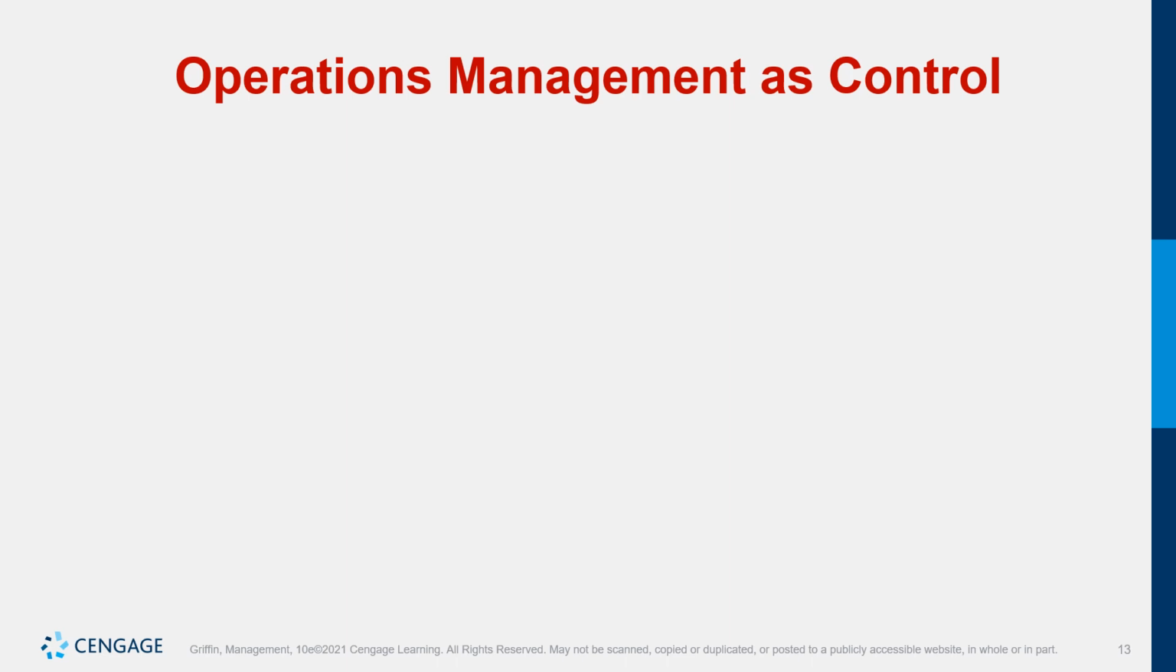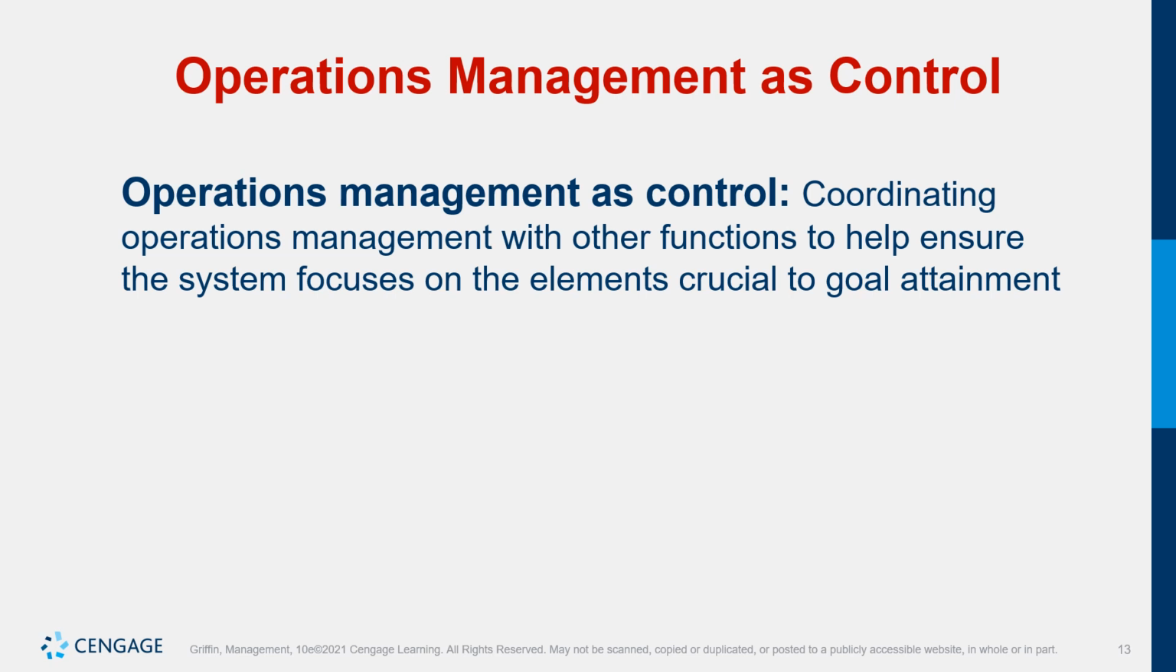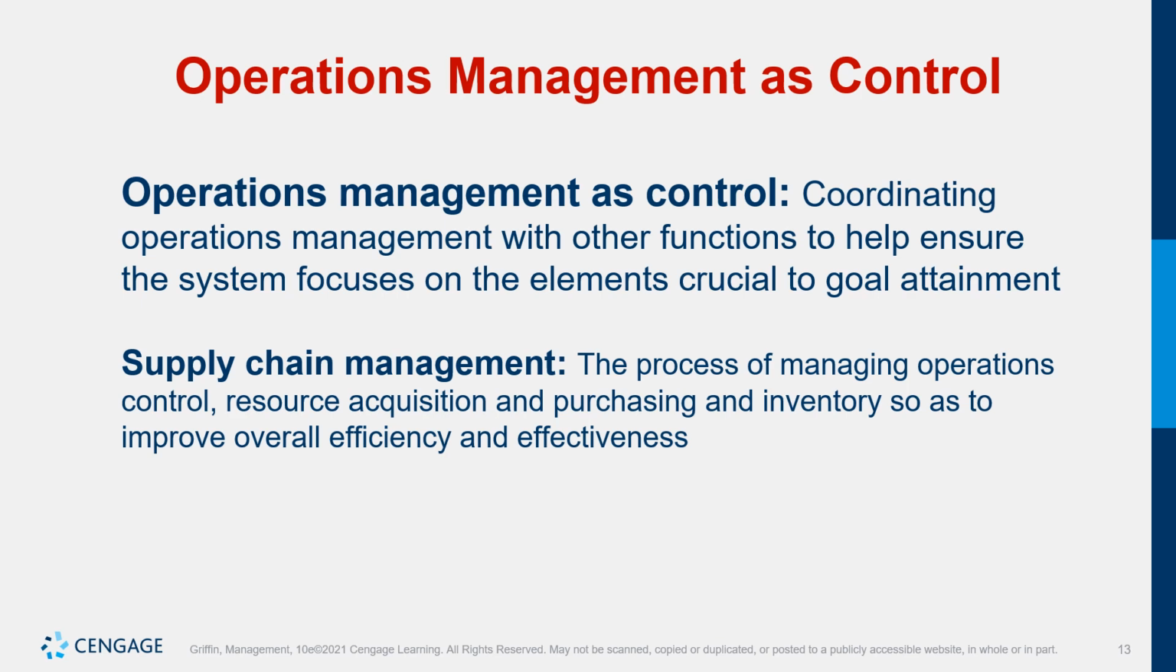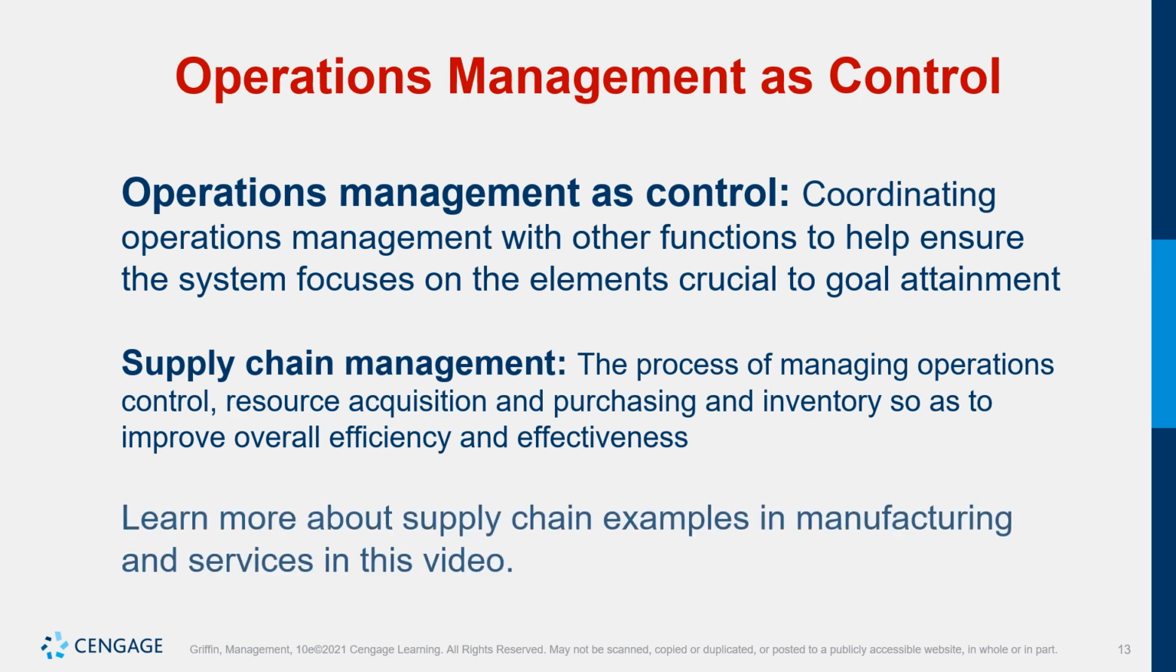Operations management control can be obtained by coordinating it with other functions to help ensure the system focuses on the elements crucial to goal attainment. Depending on the strategic role of operations, managers are accountable for different kinds of results. Supply chain management is the process of managing operations control, resource acquisition and purchasing, and inventory so as to improve overall efficiency and effectiveness. Learn more about supply chain examples in manufacturing and services in this video.